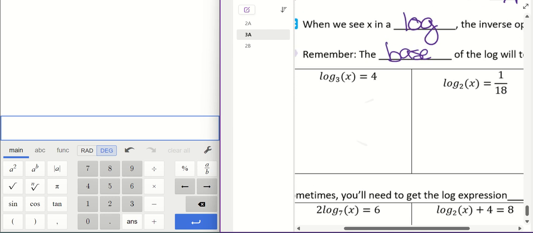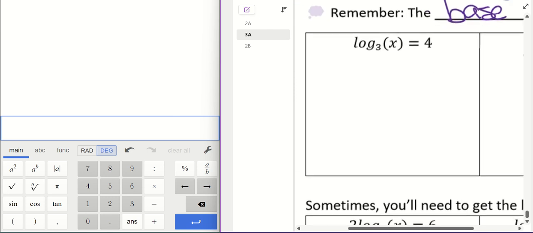Let's take a look at this first one. We want to solve for x. That's our goal. And right now, x is inside of the operation of log. So how do we make log go away? We know that logs and exponents undo each other. So how do we use an exponent to get this? Well, we're going to use a process called exponentiating.